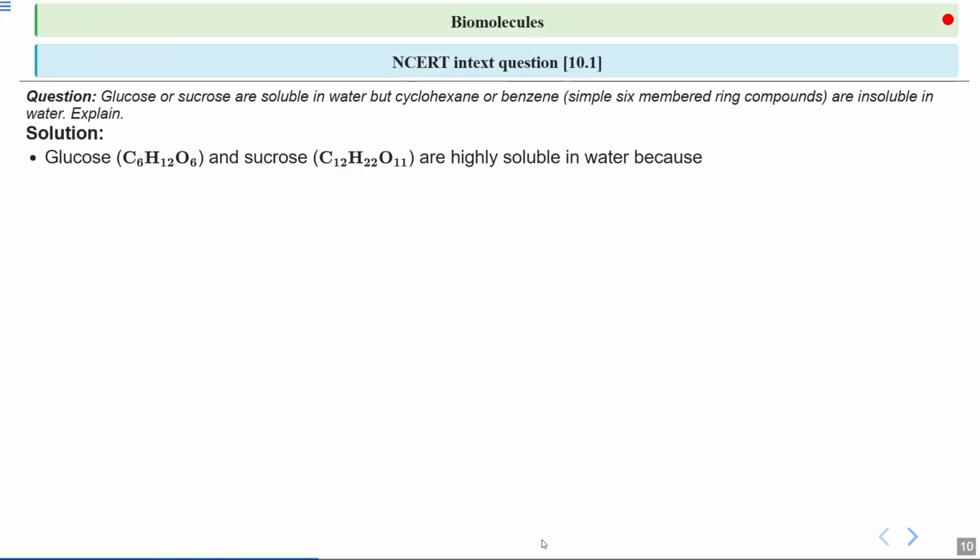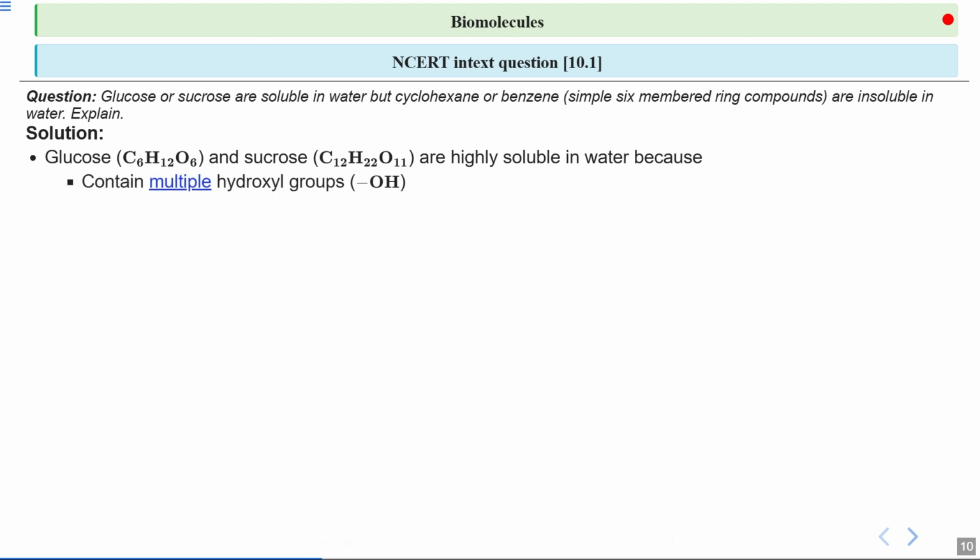Okay, so first let's talk about glucose and sucrose. Glucose has the molecular formula C6H12O6 and sucrose C12H22O11. So both glucose and sucrose are examples of biomolecules that dissolve easily in water. Okay, so let us see the reason what makes them so compatible with water.